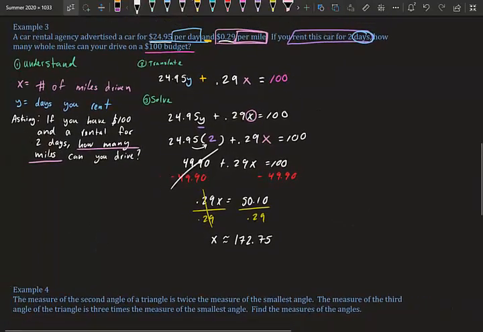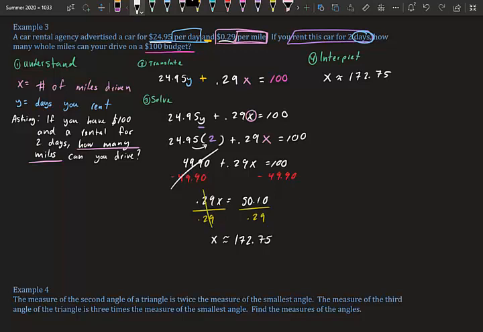All right, so that's our proposed solution. Now we have to interpret. You're going to see why this step is important. Because in example 2, you're like, why do I have to interpret? I know this is the answer. This is why we interpret. Because our proposed solution is x is about 172.75. But can you rent a car for 0.75 of a day?